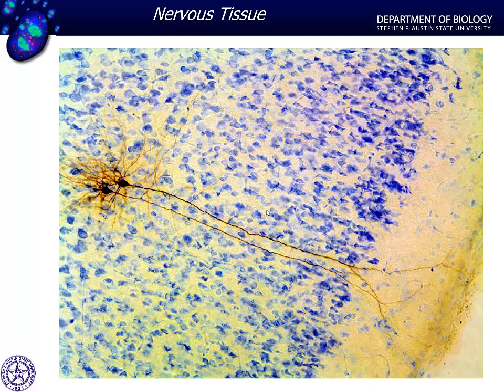Here's a silver stain of two neurons, and as we see, there are a number of neurites extending away. I think we can pretty easily pick up this very long dark process. That's going to be our singular axon, and then all of these other processes extending off of the cell body, these are going to be our dendrites.